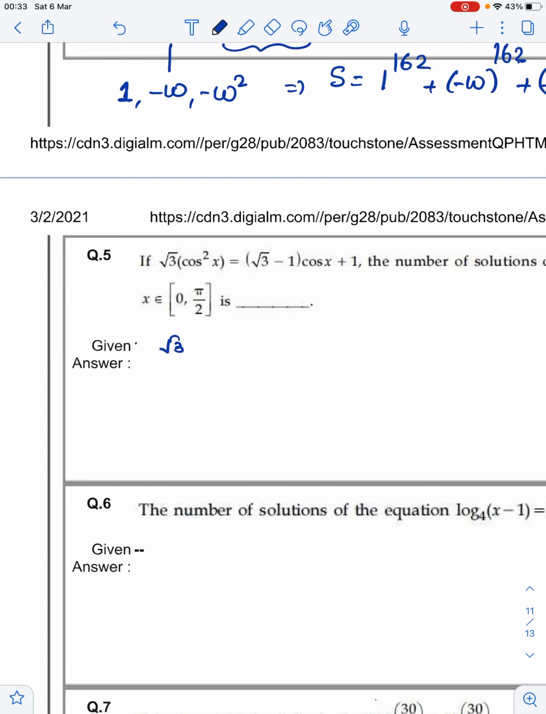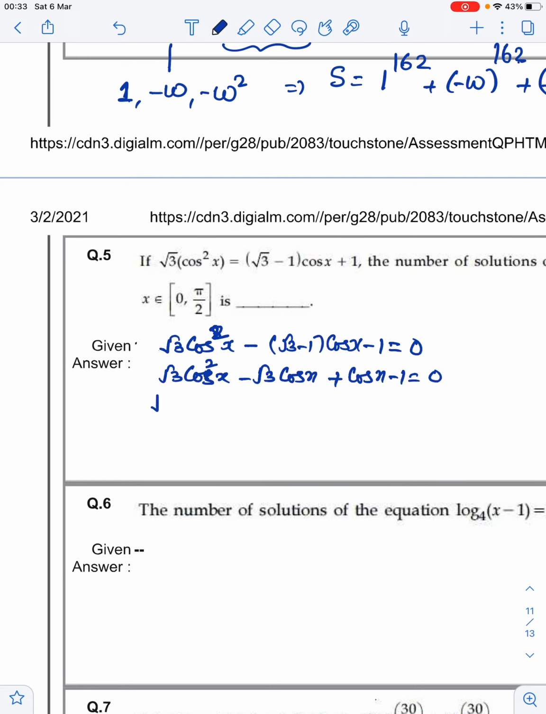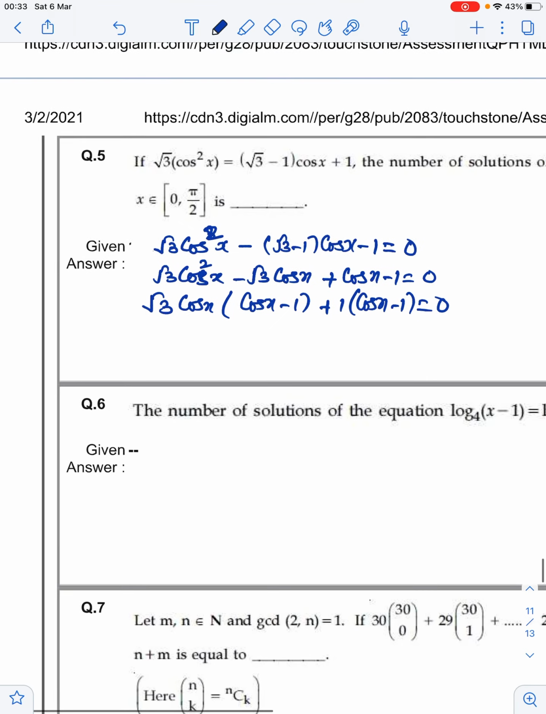Now writing this equation as a quadratic: root 3 cos square x minus root 3 minus 1 times cos x minus 1 equal to 0. This we can simply split as root 3 cos square x minus root 3 cos x plus cos x minus 1 equal to 0. In the first two terms, root 3 cos x is common, so you will have root 3 cos x times cos x minus 1, plus 1 times cos x minus 1, equal to 0.